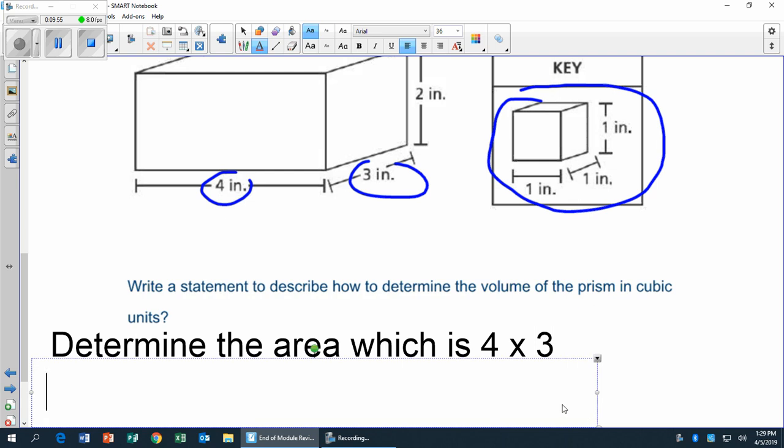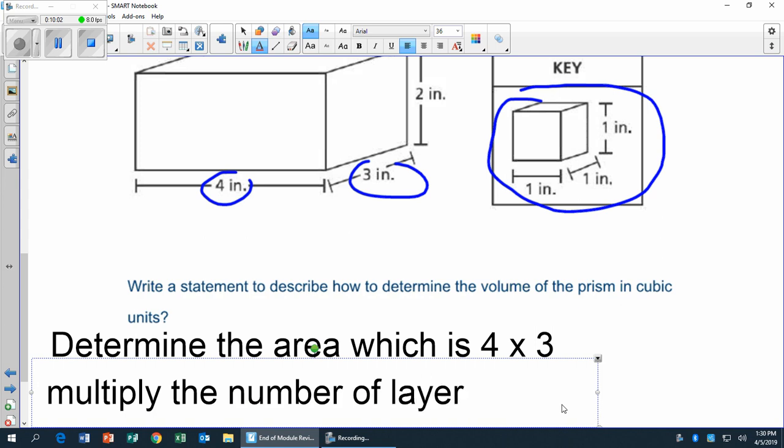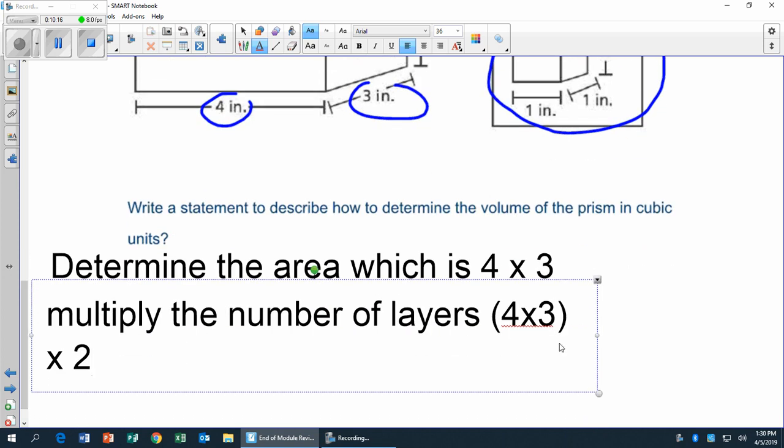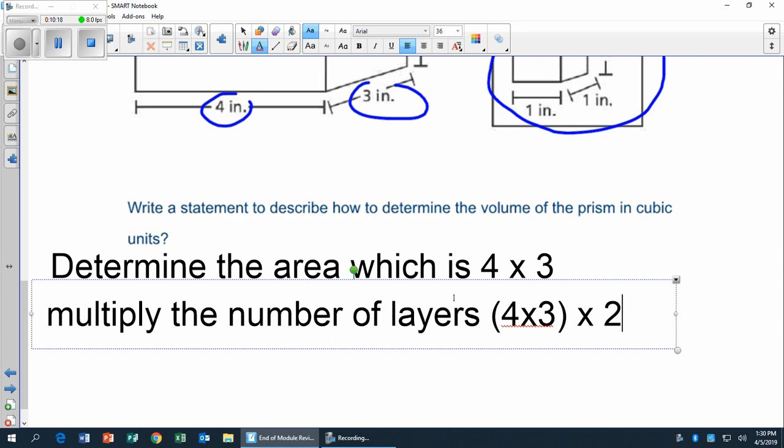we want to make sure that we multiply the number of layers. And if we take 4 times 3, which we just said before, and then we multiply 2, then that's how we would find the volume.